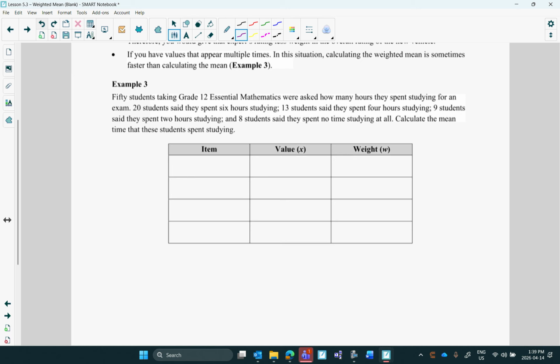Well, the items are 6 hours, 4 hours, 2 hours, and 0 hours. And what are the values of each one? Well, that's how many students. So 20 students said 6, 13 students said 4, 9 said 2, and 8 said none. What's the weight of each category? The number of hours: 6, 4, 2, 0.